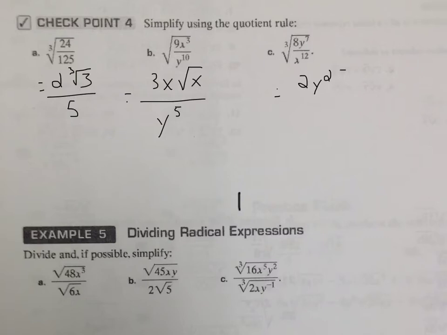Cube root of y over x to the 4th. Okay, those are your checkpoints. Let's look at example 5 now, which is the quotient rule 2. Oops, got to move it up.